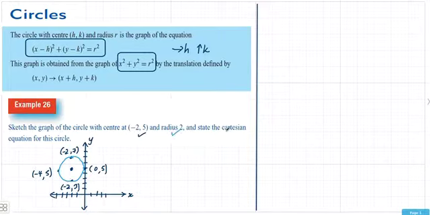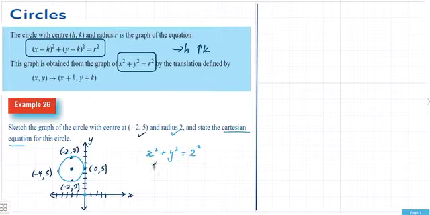It also says to state the Cartesian equation for the circle. Now we know that normally if we had a circle it would be x squared plus y squared equals the radius squared. The radius here is 2 squared. But in this case we've actually got the centre of our circle translated from the origin up to this point here. So it's negative 2 and 5.